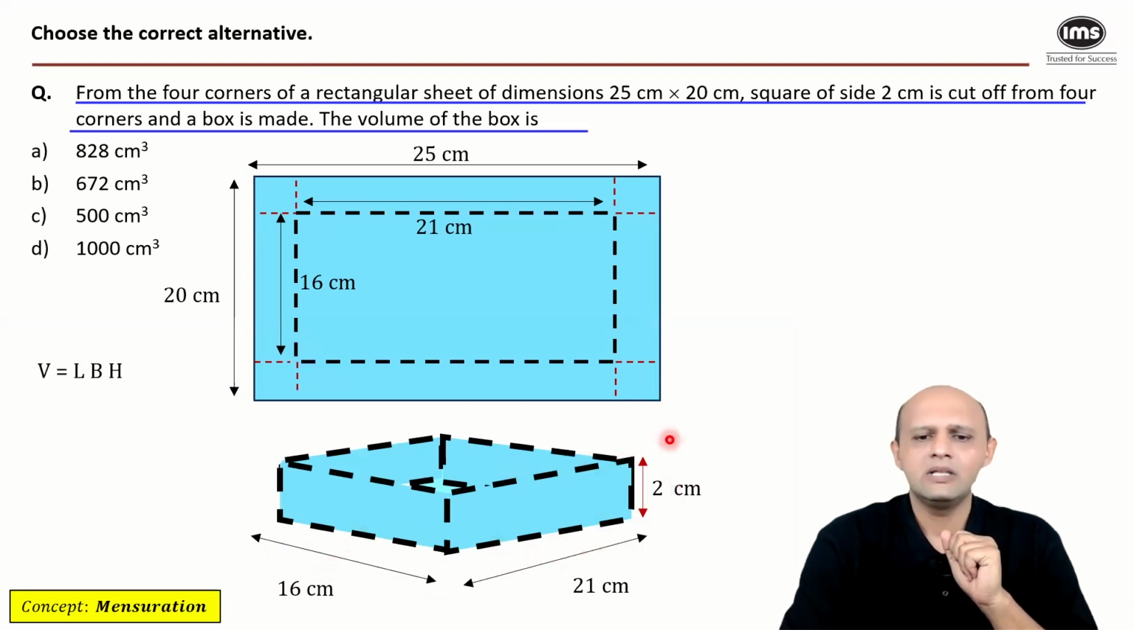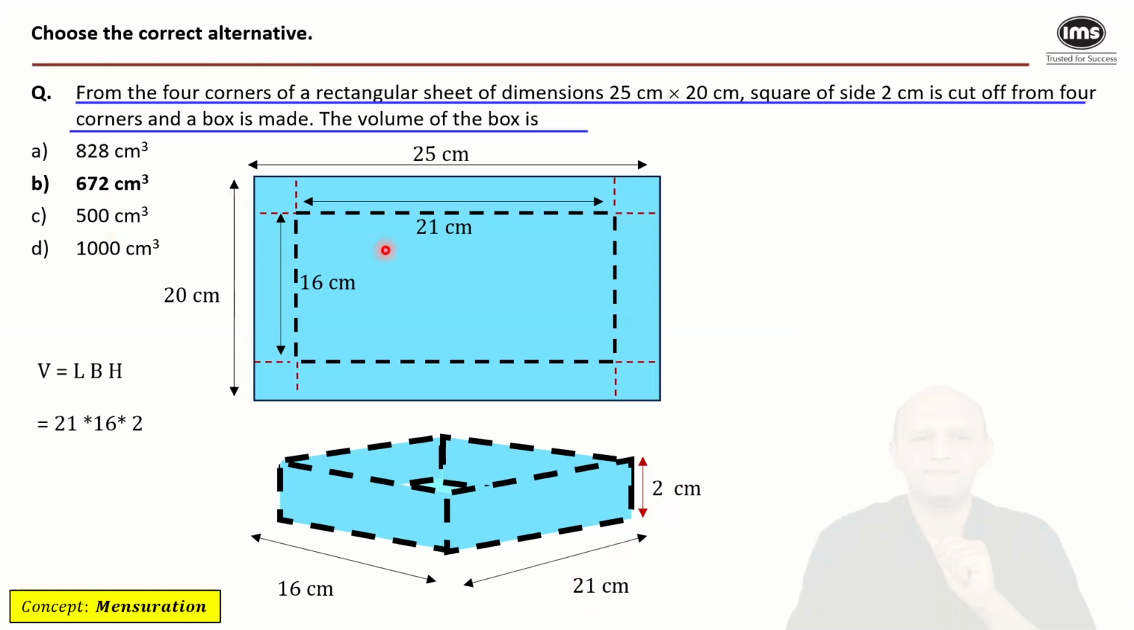So 16 times 2 is 32. Okay, and 32 times 21 is easy. 32 times 20 is 640. 640 plus 32 is eventually going to be 672, which is option B. That's your answer.